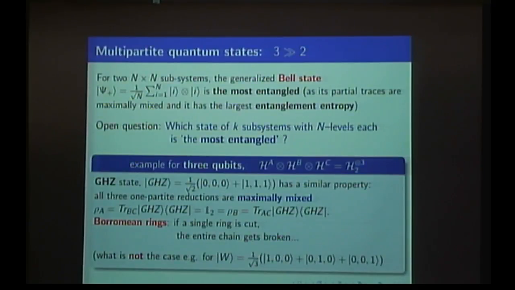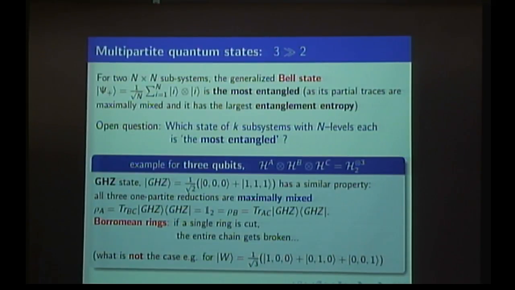I think I have to speed up. So, last remark, I want to mention that these Borromean rings are related to three-partite states. For 2 qubits, everything is simple. By the way, we know that 3 is larger than 2. In this field, 3 is much larger than 2.